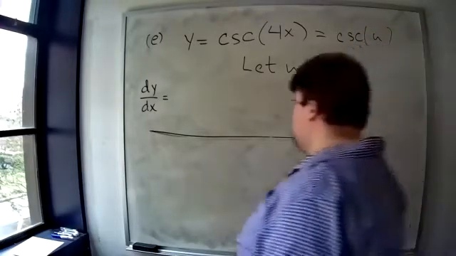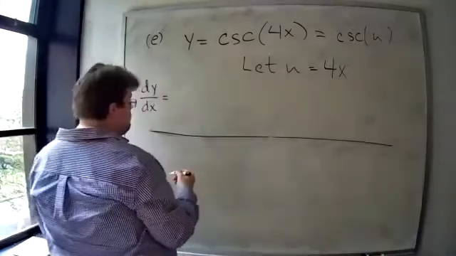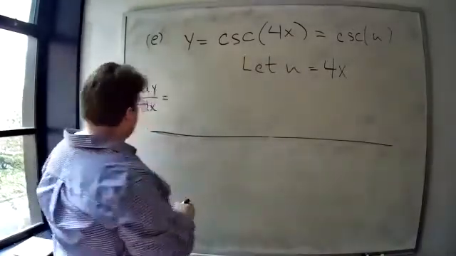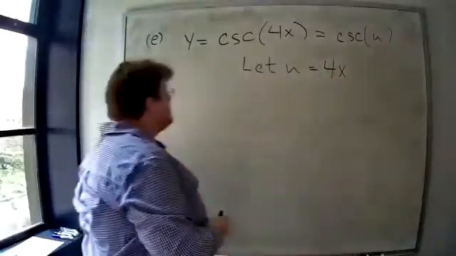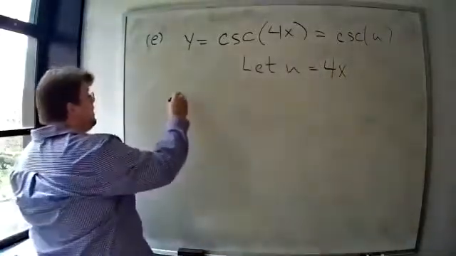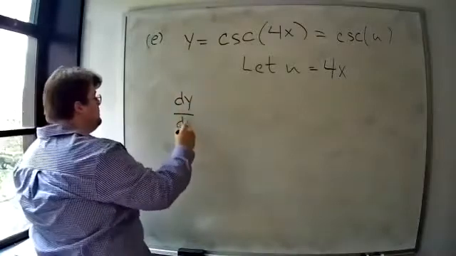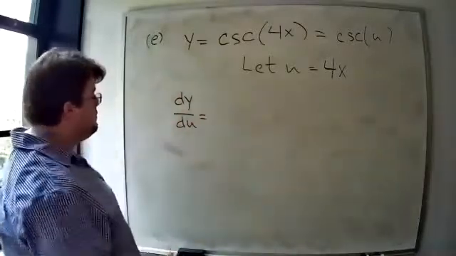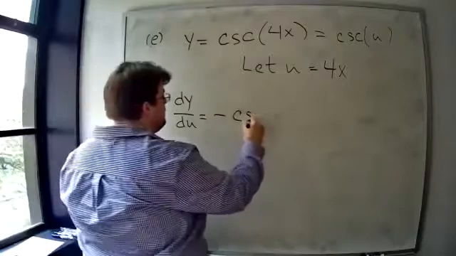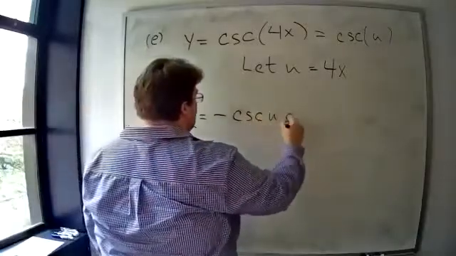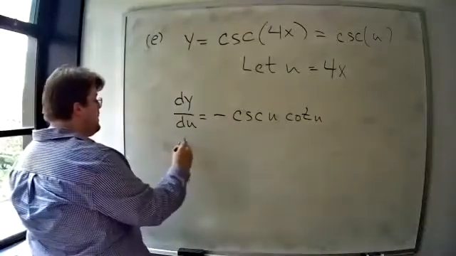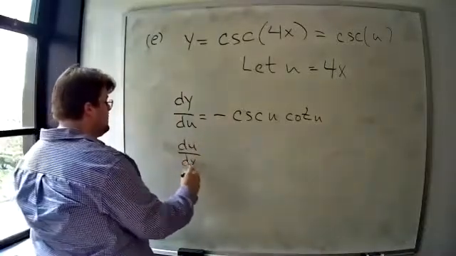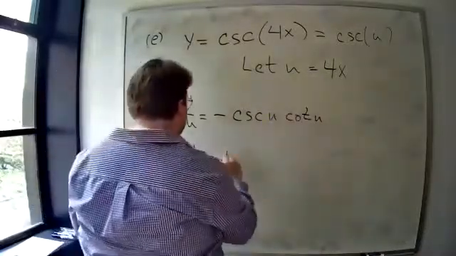And now we can take, I guess I'll write it down here. I'd rather write it down here for part F. So now we can take dy/du using our derivative rules. It's negative cosecant of u, cotangent of u. We can take du/dx, the derivative there is 4.